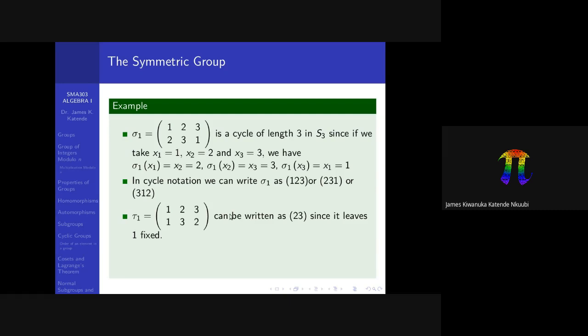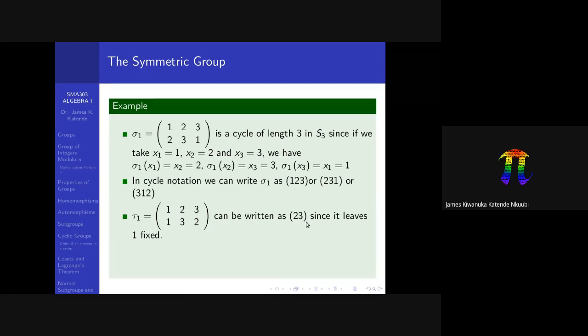So here is another example which leaves 1 fixed. 1 does not move here. So if that happens, we simply ignore 1. So 2 and 3 are the only ones that move. So here we end up with a cycle that moves 2 to 3. You can also write it as 3, 2 if you like.